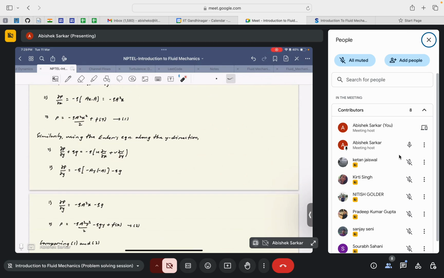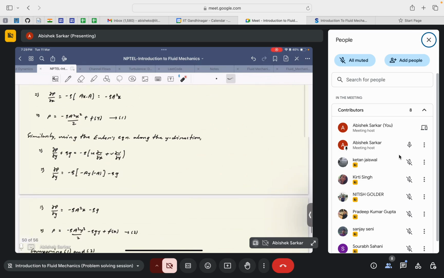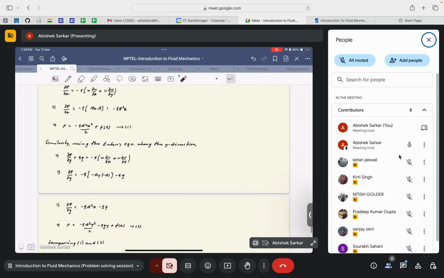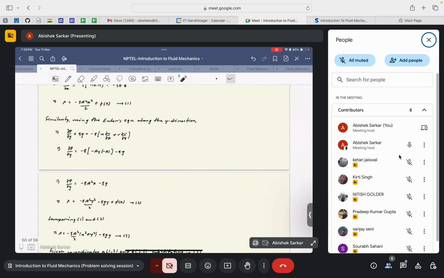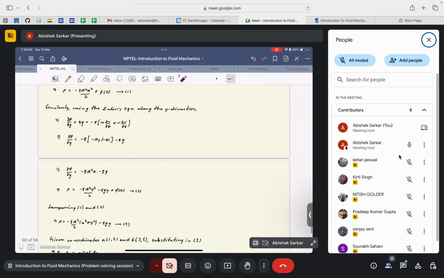So V is minus Ay and ∂V/∂y is minus A. So we are left with ∂P/∂y is equal to minus rho A squared y minus rho g. Once you integrate it again, you will get P is equal to minus rho A squared y squared by 2 minus rho g y plus some function of x. Now if you compare both equations 1 and 2, you will be left with P is equal to minus rho A squared by 2 times (x squared plus y squared) minus rho g y, plus some arbitrary constant if you want to keep.